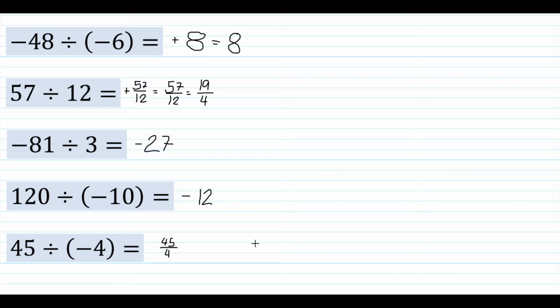So, 45 is positive, and negative 4 naman is a negative number. So, unlike signs. Therefore, the fraction, or the answer here, is a negative number, which is negative 45 over 4.